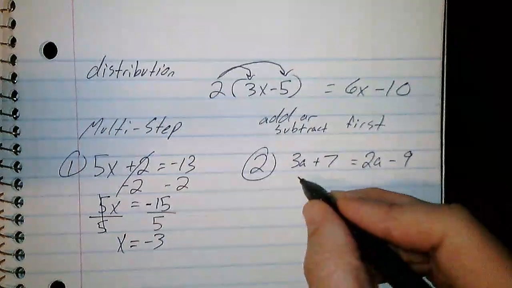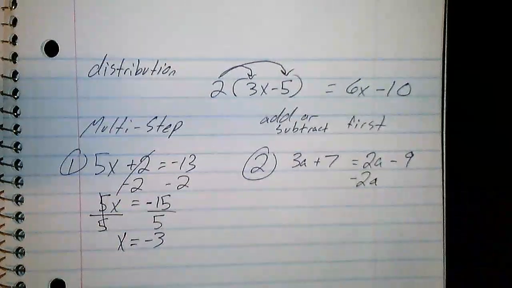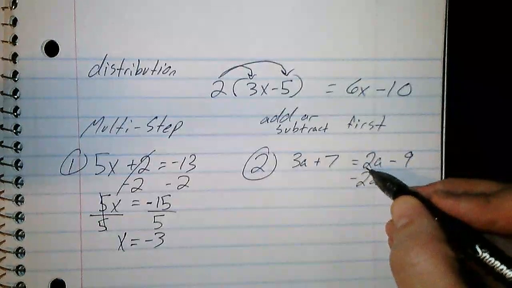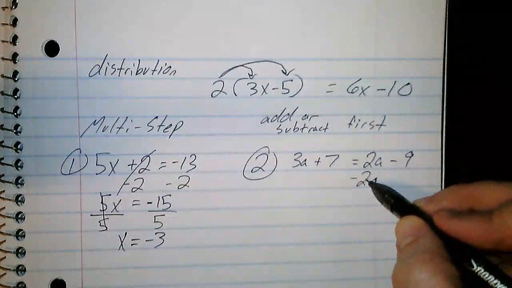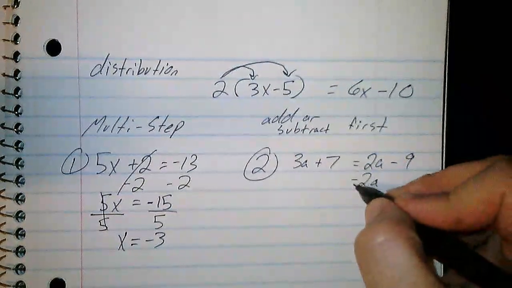Students are kind of used to putting the variable on the left. You don't have to, but might as well. If there's no minus sign in front of the 2a, then we know it's positive. And to get rid of something that is positive, we subtract it. So the opposite of a positive 2a is to subtract 2a.